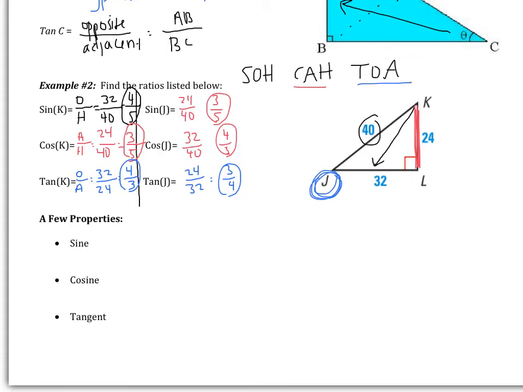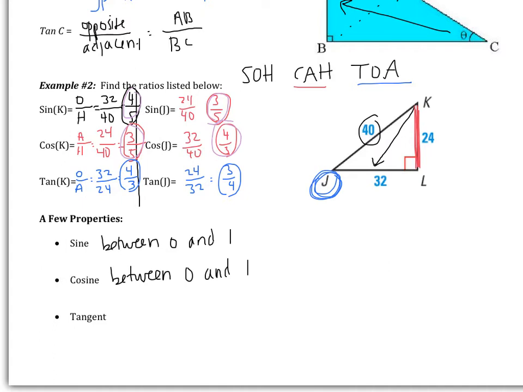I want to talk about a few properties. First one, sine is always between 0 and 1. So it's always going to be a decimal between 0 and 1, or a fraction. Cosine is also always between 0 and 1. And this should be true if we look up above. 4/5, 3/5, 3/5, 4/5, all between 0 and 1.